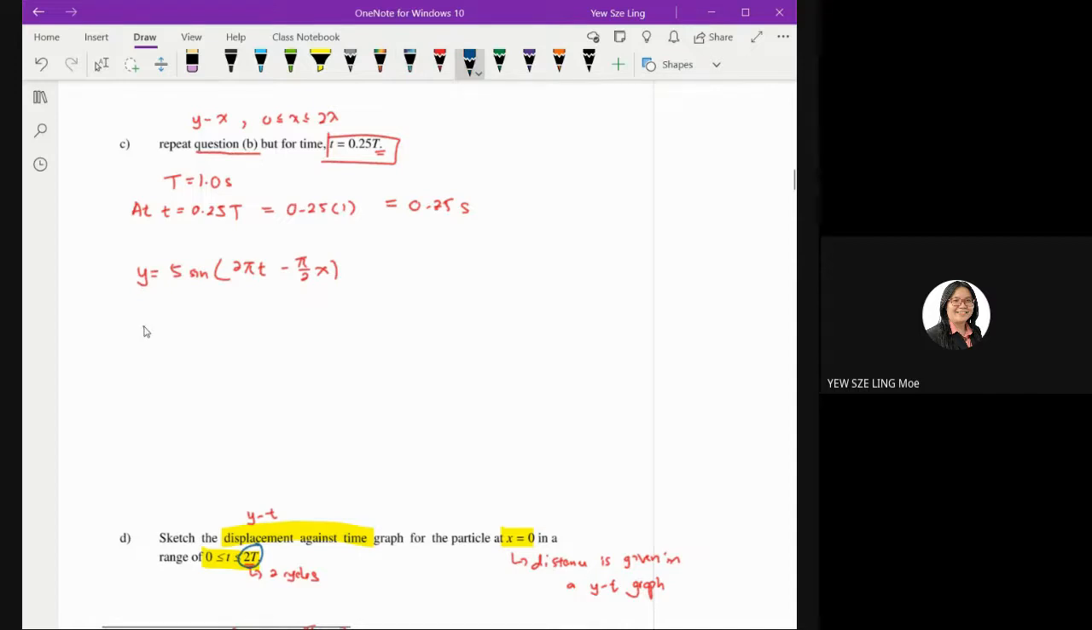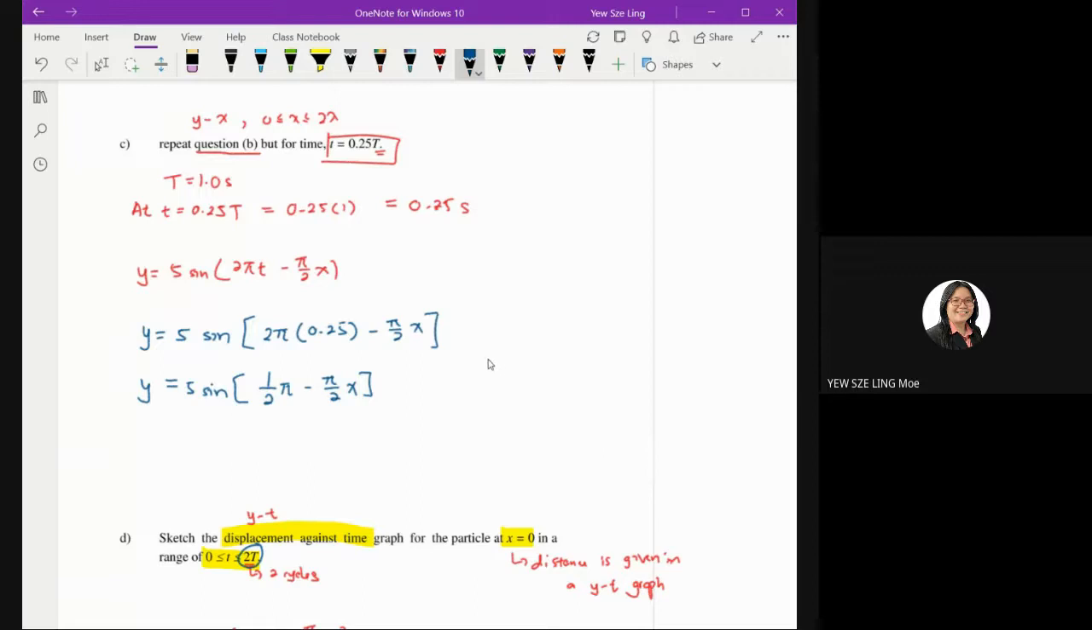So now we have y equals 5 sine bracket 2 pi times 0.25, minus pi over 2 x. So it is equal to 5 sine bracket, now 2 pi times 0.25. 0.25 is actually 1 over 4, so you obtain 1 over 2 pi. So 1 over 2 pi minus pi over 2 x.